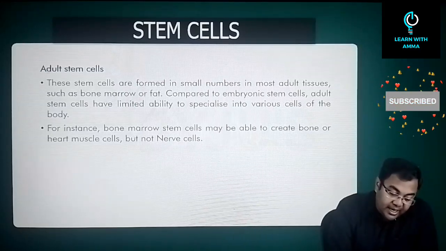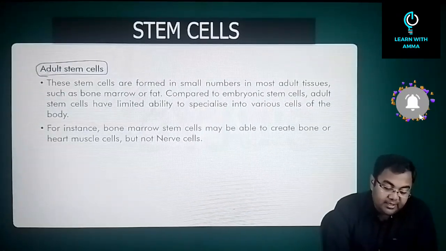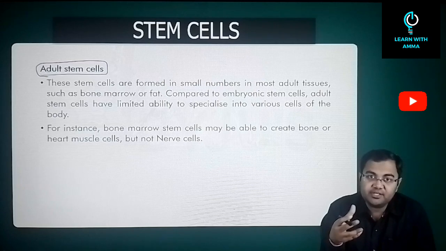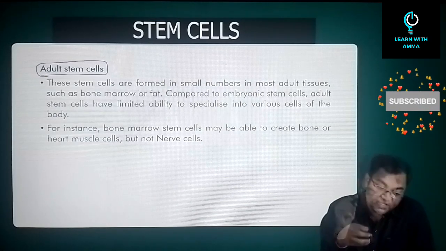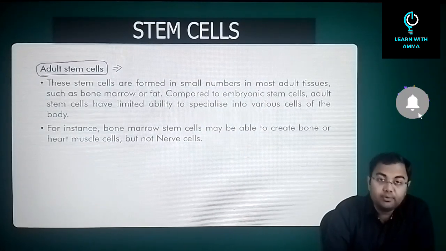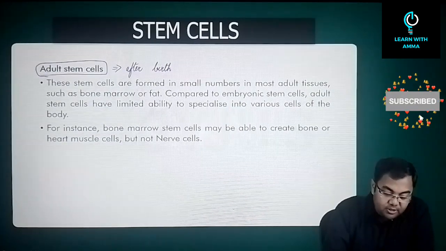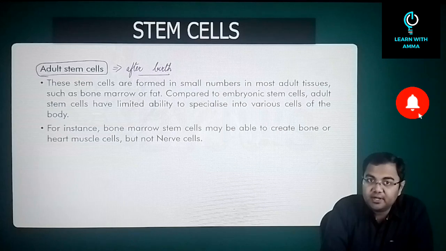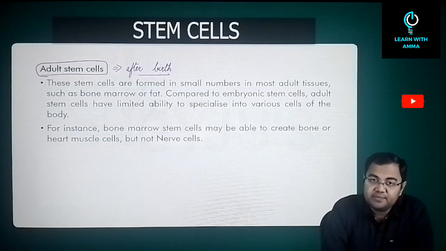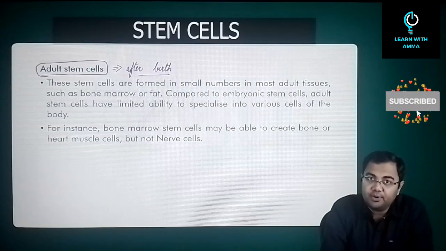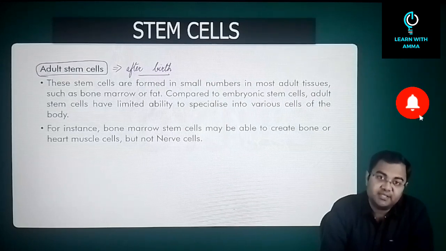After this you have adult stem cell. Now adult stem cell is the kind of stem cell which can be found in the adult. Basically these are the stem cells which can be found in a human after birth. After birth, when specialization of organs has happened, the kind of stem cells that you observe in the body are called adult stem cells.